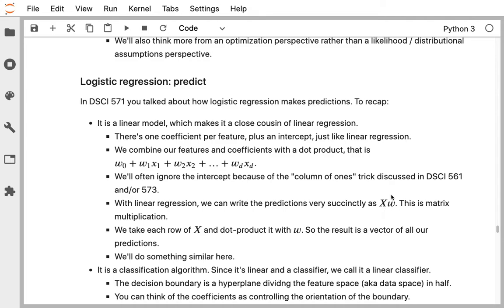So this Xw is going to give us back a vector of this whole thing for each training example. Okay, so that's nice for linear regression. It's also nice for logistic regression.